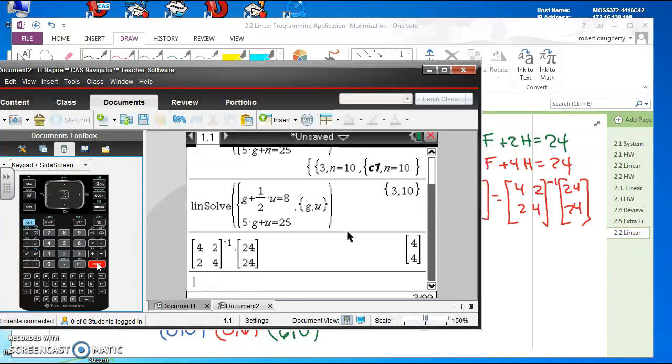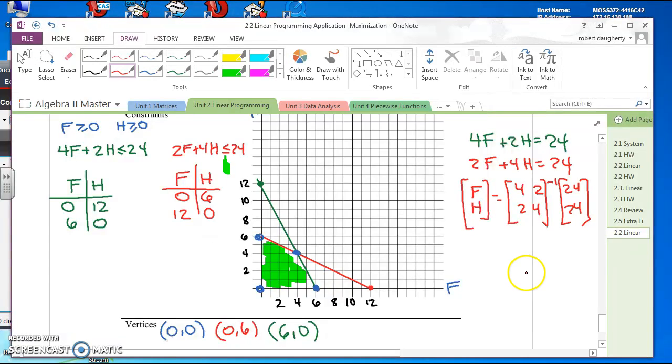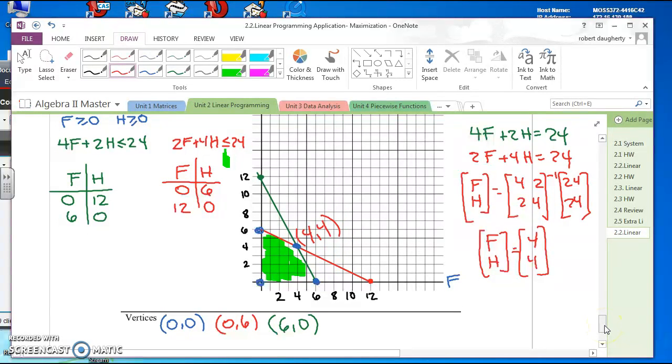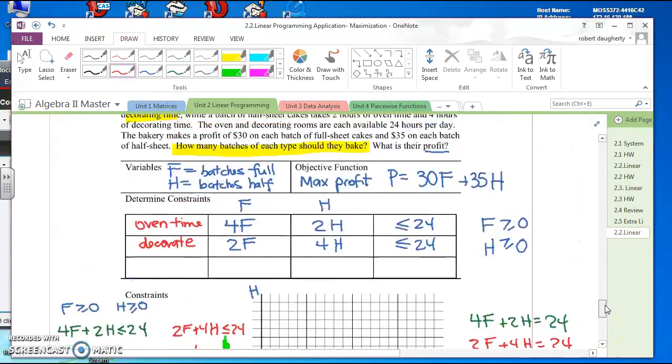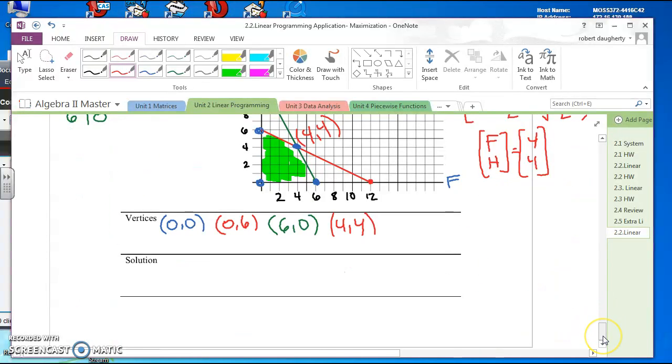So that means that f, h equals 4, 4. So f is 4, h is 4. This point is 4, 4 right there. That's my other vertex. You get here, this is all the heavy lifting. Now it's just substituting back into that profit function. Profit function was what? 30f plus 35h.